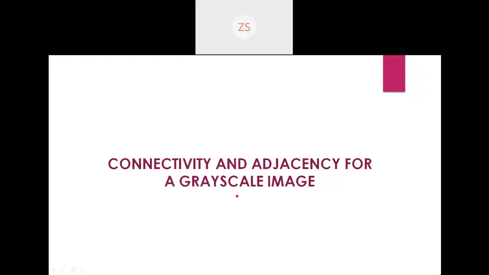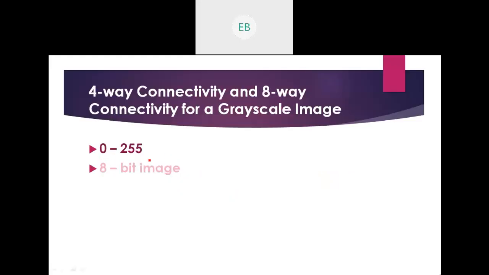Yes, so you remember, right? Very good. So for a grayscale image we have 0 to 255. Normally when we talk about a grayscale image, it is almost always an 8-bit image. 8-bit image means the number of values is 2 to the power 8, which equals 256, so you can set 0 to 255 as the range.